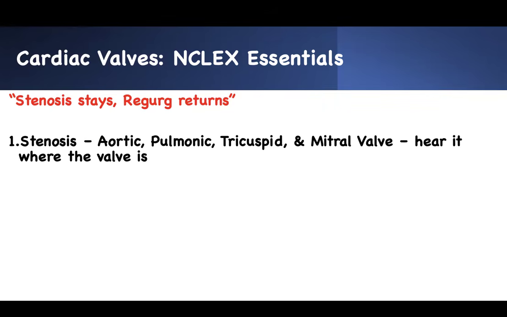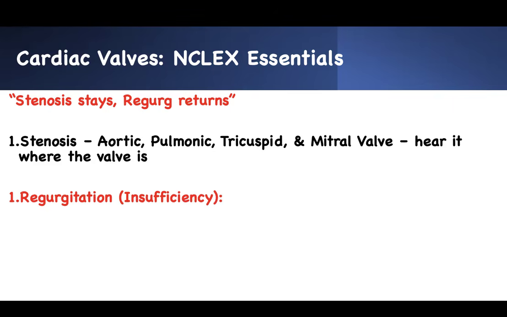Therefore, if I have aortic, pulmonic, tricuspid, or mitral valve stenosis, I'm just going back to the original location that we saw. The aortic will be the second intercostal space on the right, the pulmonic will be the second intercostal space on the left, the tricuspid will be the fourth intercostal space on the left, and the mitral valve the fifth intercostal space at the mid-clavicular line. I'm going there and listening there. That is where the original valve is located.